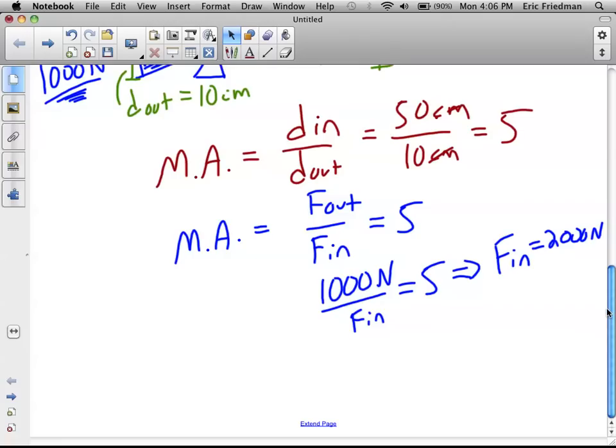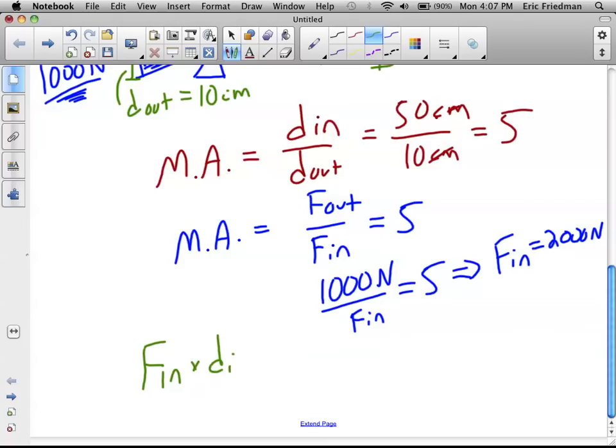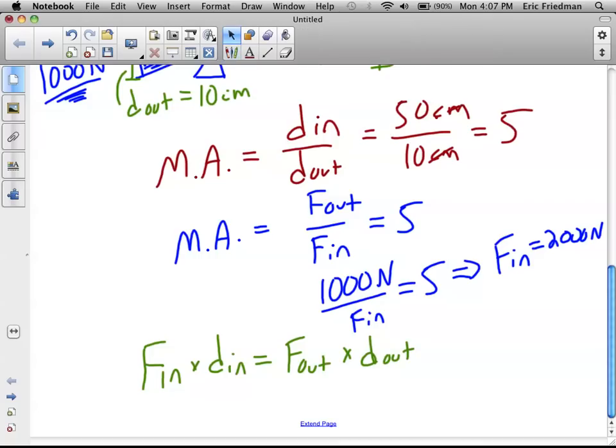What's the other way you could do it? Well, you could do this without even actually having figured out the mechanical advantage. You could just go back to our work in equals work out, or force in times distance in equals force out times distance out. Right? So that's how it works out. Those are easy problems, and they'll all sort of be the same way there.